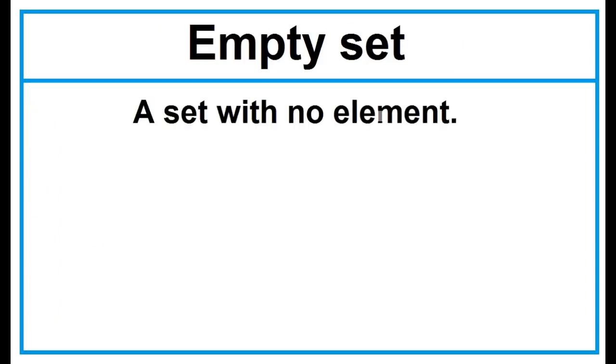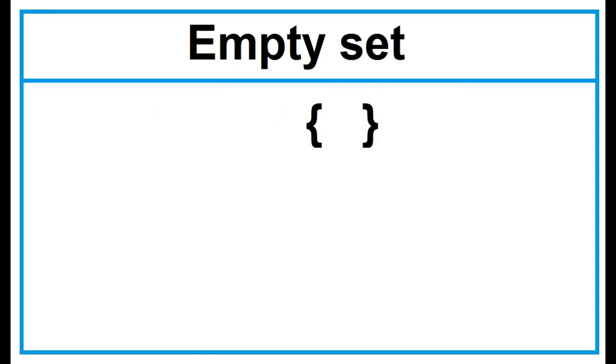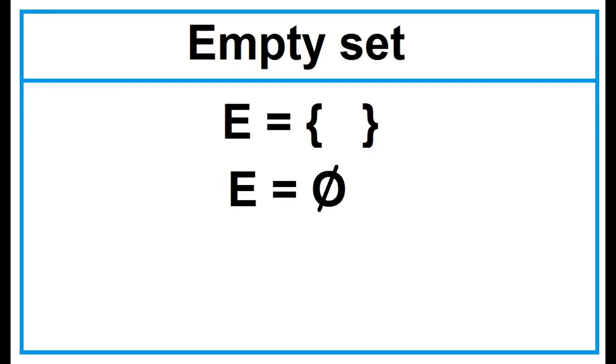Empty set, a set with no element. This is the symbol of an empty set. Let's name it set E. Another way of writing set E is using the symbol, the null set. The cardinality of set E is equal to 0. This notation simply means the number of elements.